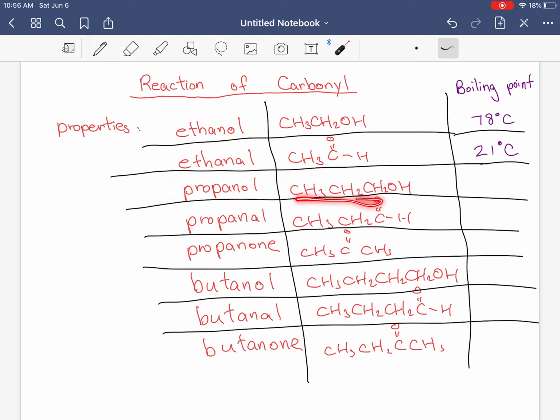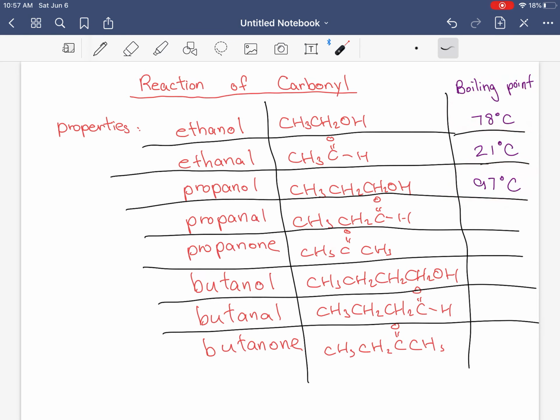There's more carbon in propanol. Not a lot more, but 1 carbon more, but that's more. What happens when you increase chain length? Well, guess what? By increasing chain length, boiling point increases as well. So you went from 78 all the way to 97.